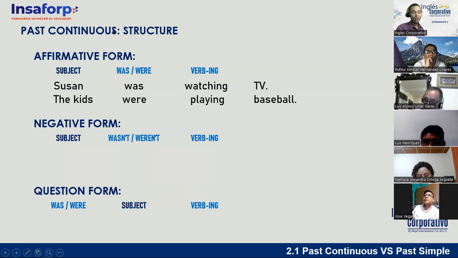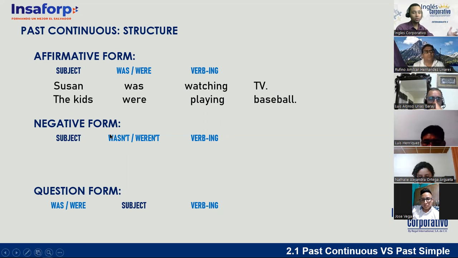Let's continue. The past continuous has this structure. For affirmative sentences, you need to use the subject and then was or were. Now, here you have to be very careful because it depends on the subject. If the subject is I, he, she, or it, you need to use was. If the subject is we, you, or they, then you use were. All right? So Susan is she, Susan was watching TV. The kids is the equivalent of they: the kids were playing baseball.